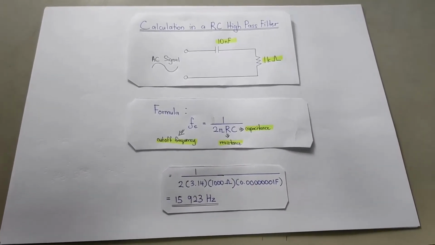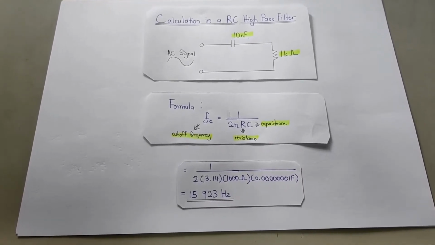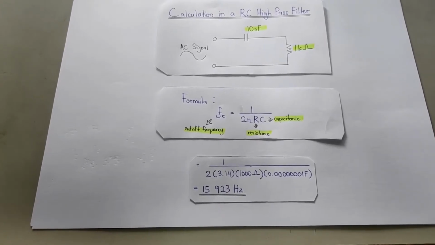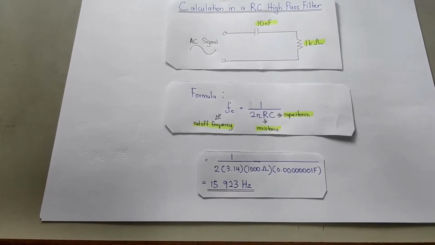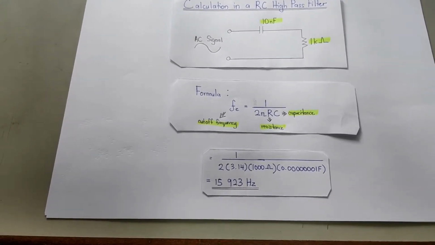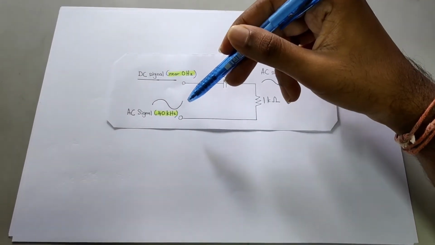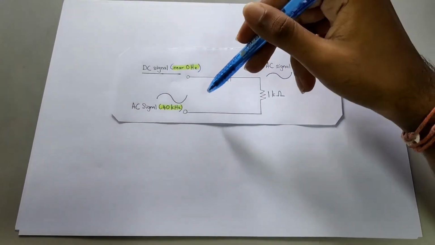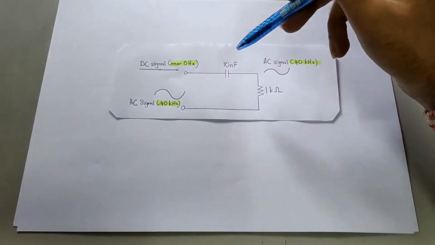Therefore, the RC circuit will pass frequencies above 15,923 Hz with barely any attenuation. Frequency below 15,923 Hz will be attenuated. The further away and lower it is from 15,923 Hz, the greater the output signal is attenuated. The diagram shows what happens to the low and high frequency when fed into this high-pass filter. So the low frequency signals near 0 Hz are blocked and do not go past the capacitor.